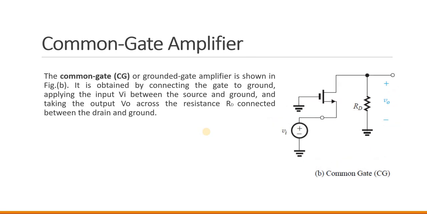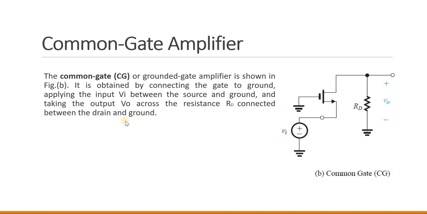The next configuration is the common gate amplifier configuration. You can see in this picture the gate terminal is grounded, whereas to the source terminal we are providing the input Vi, and from the third terminal, the drain terminal, we are taking the output. Across RD we will be getting the output voltage. Such a configuration we call common gate or grounded gate amplifier. It is obtained by grounding the gate terminal, applying the input Vi between the source and the ground, and taking the output across the resistance RD, which is connected between the drain and the ground.